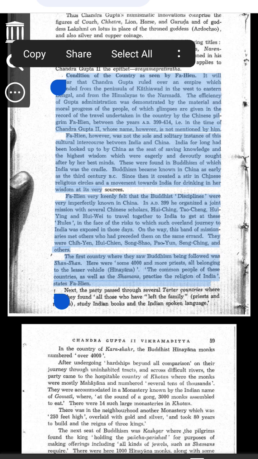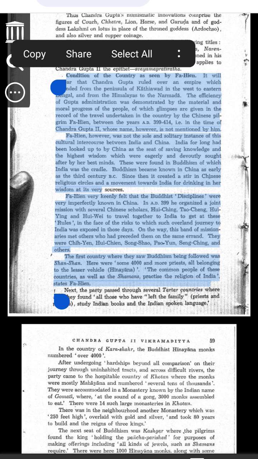5. Why did Faxian travel to India? Faxian saw that Buddhism was not properly understood in China. He wanted to collect the original Buddhist scriptures from India. In 399 CE, he planned a journey with other Chinese monks, Hui Qing, Tao Cheng, Hui Ying, Hui Wei. Their journey was very risky. They had to cross deserts, mountains, and dangerous lands. But their love for Buddhism was strong, so they took the risk.